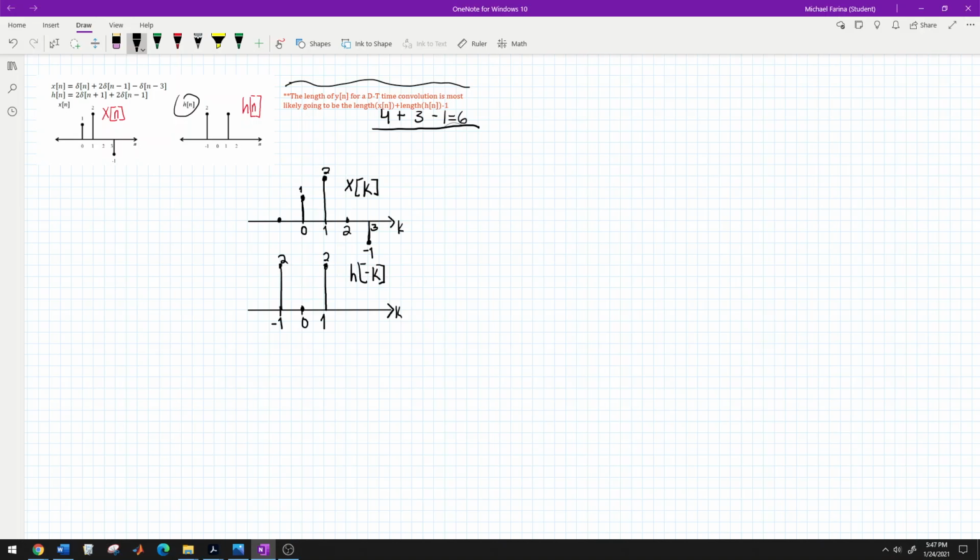So right here, we just have h of negative k. We haven't shifted it at all, so n is equal to 0. So our output y at n equals 0 is going to be equal to, well, this impulse is matching up with a 0. That's a 0 right there. So that's 2 times 0, which is 0. And then this impulse and this impulse are matching up, so we get 2 times 2, and that's equal to 4.